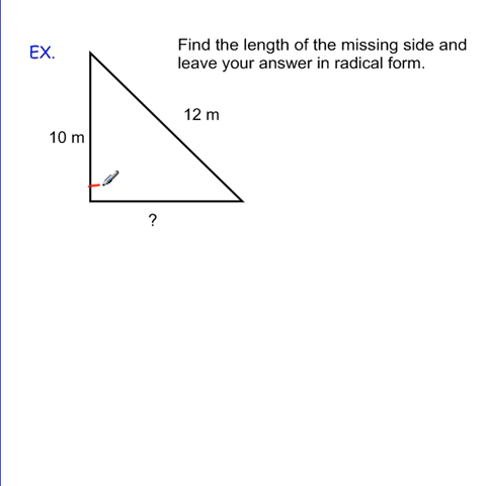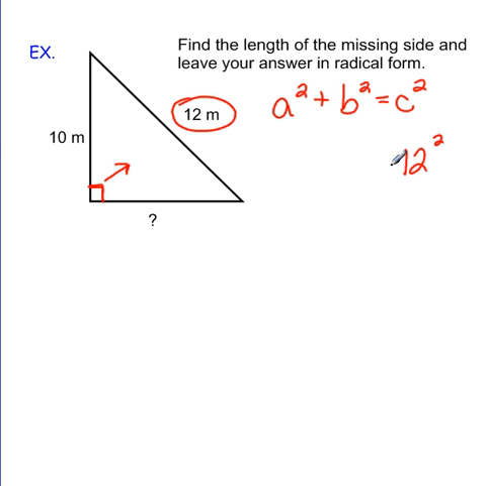We are dealing with a right triangle. A squared plus b squared equals c squared is the formula that we use to solve right triangles. Now, let's identify. Where is the hypotenuse? I hope you said 12. It is the longest side, and it's across from the right angle, so that's how I know I'm correct. So this is going to go in for the letter C, 12 squared.